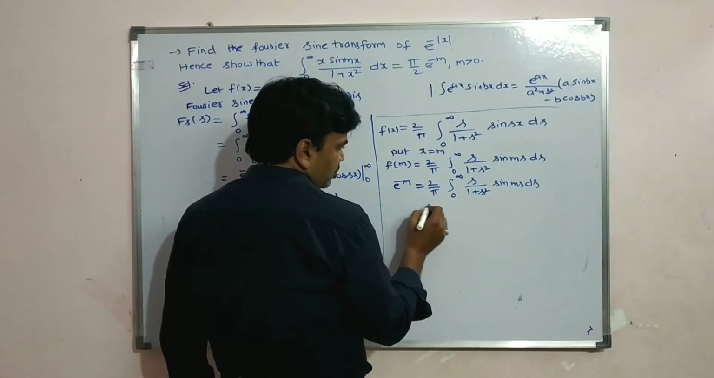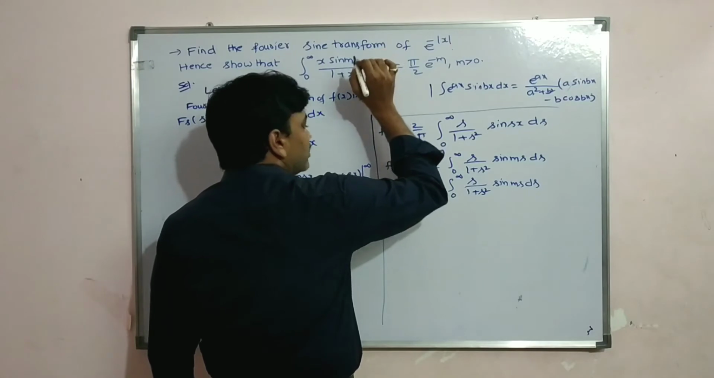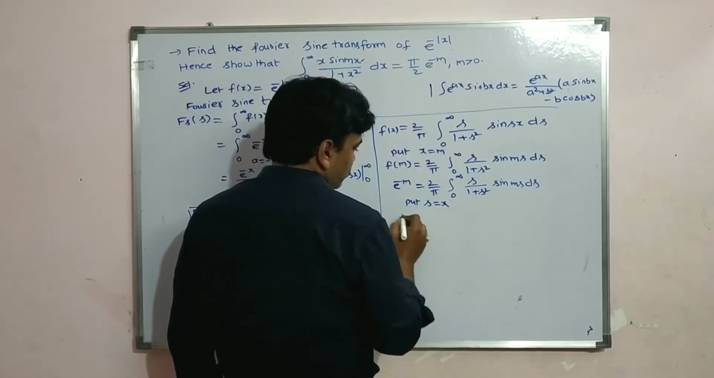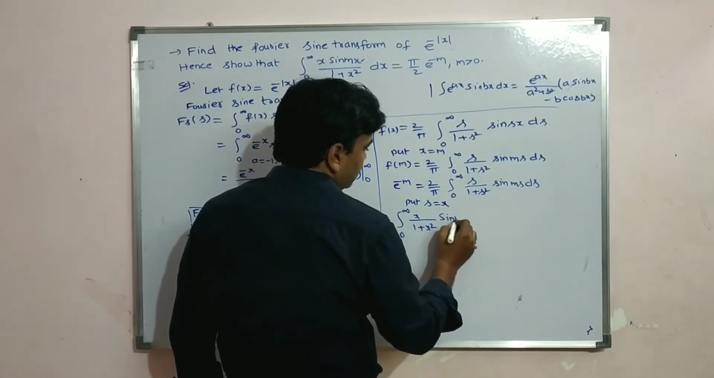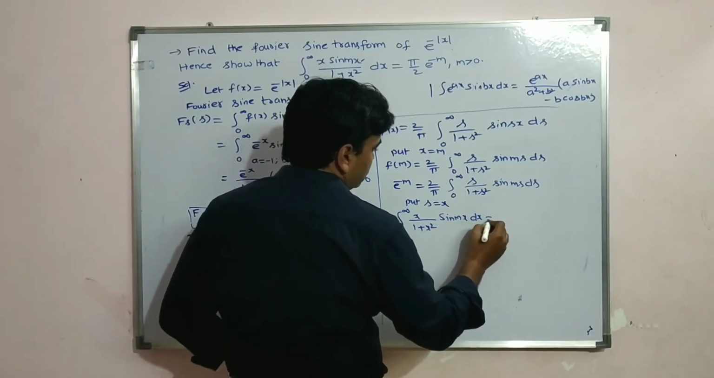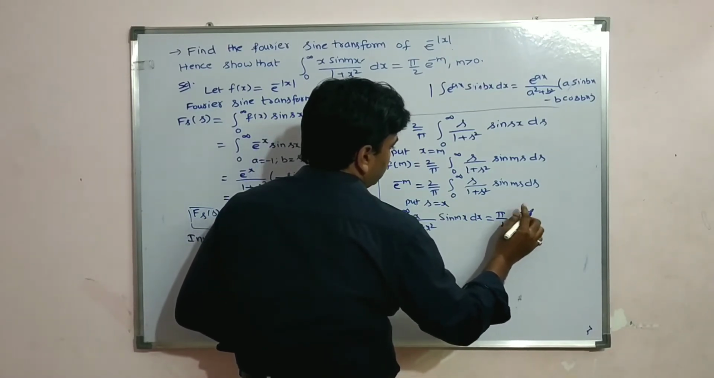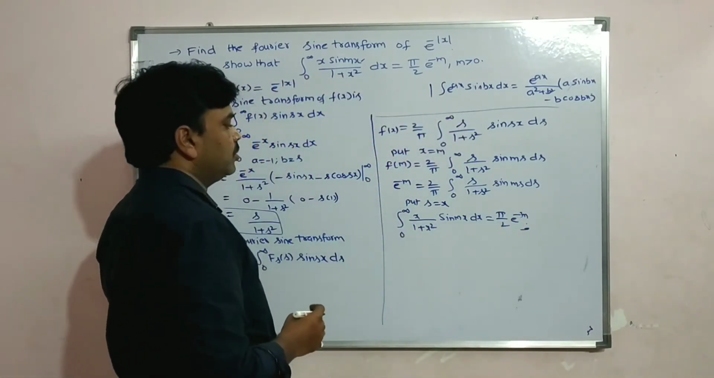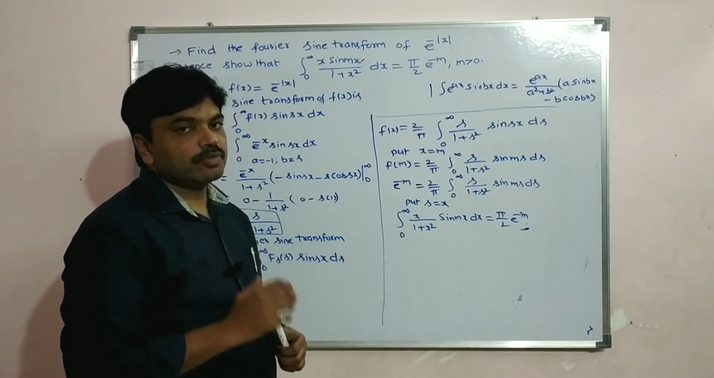Now cross multiply. I want to take s as x, so put s is equal to x. We get integral 0 to infinity x by 1 plus x square into sin mx dx is equal to pi by 2 e power minus m, which is the required solution of the given integration. Let us see another problem, students.